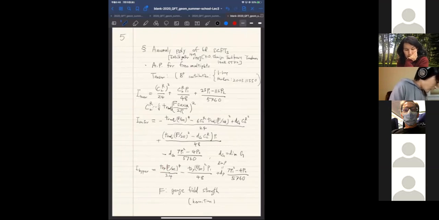Oh, for the anomaly polynomial for the 6D CFTs, there's work done by me, but also earlier work by Ken. So these two are the original papers. And the rest of that page is where I recorded the anomaly polynomial for the free supermultiplets. For the tensor multiplet, you have to include the contribution from the self-dual tensor.